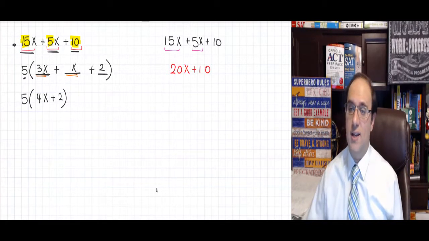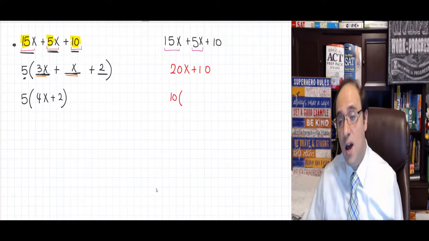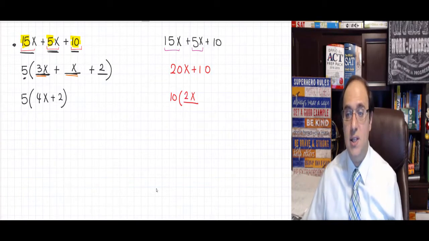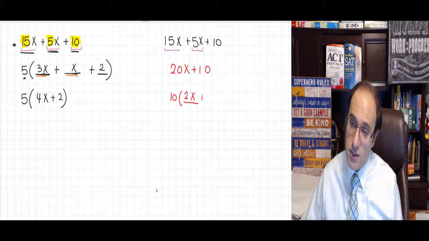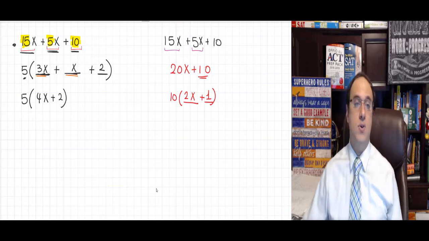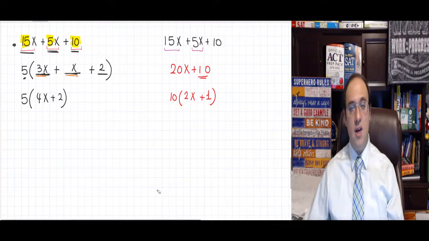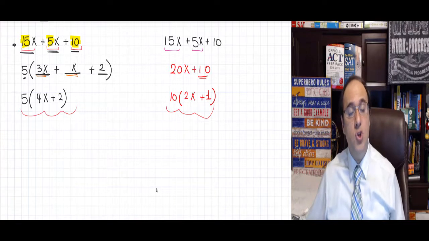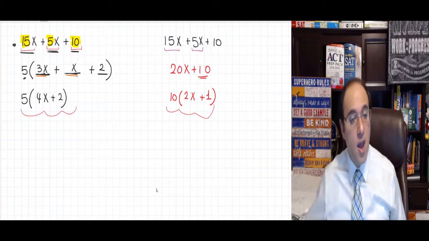What's a common factor I can take here? I can take 10 as a common factor. 10 times what gives me 20x? 10 times 2x. 10 times 2 is 20, 10 times x. 10 times 2x is 20x. Plus 10 times what gives me 10? 10 times 1. So the answer is 10 times 2x plus 1. But wait a minute. This does not look the same as this. Why? Because you were wrong to answer this question before simplifying first.